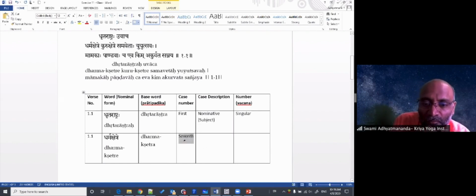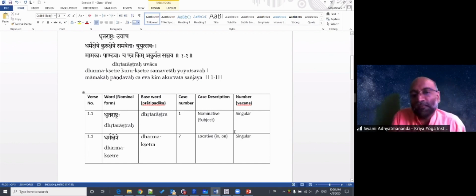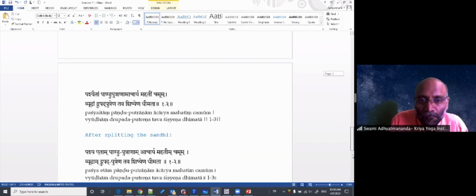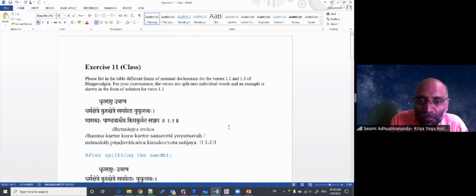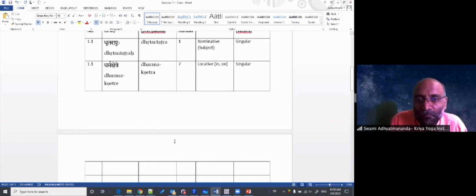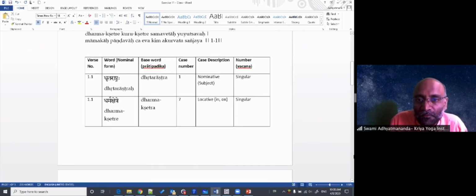You can also write number 7 if you like. Case number 1, 7. And case description. So this is locative. And till the time you are clear with the meanings, what do these mean, it is good to put the preposition which it covers. And it's a singular. So like this, you will fill up the table for verse number 2 and 3. I'll post this exercise after doing the exercise 1 for you. So you can look at the exercise 1 and then accordingly do the exercise 2 and 3.